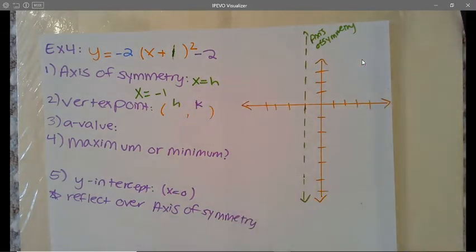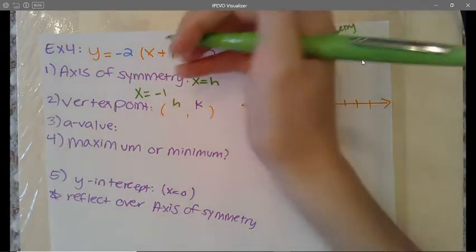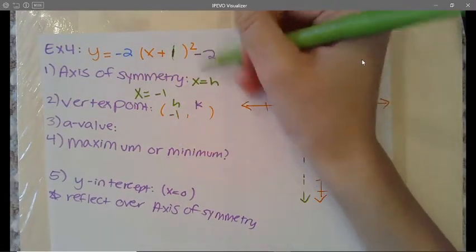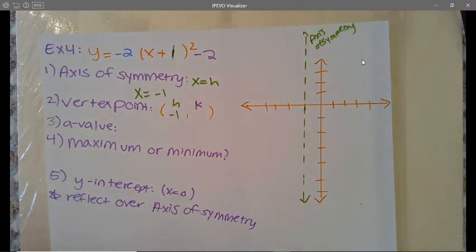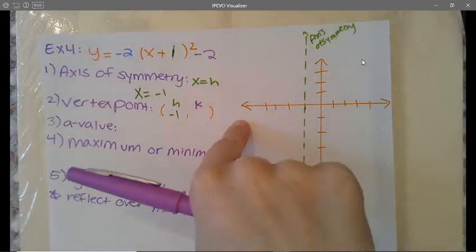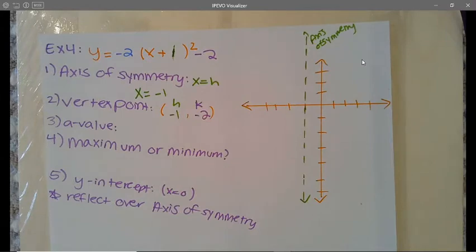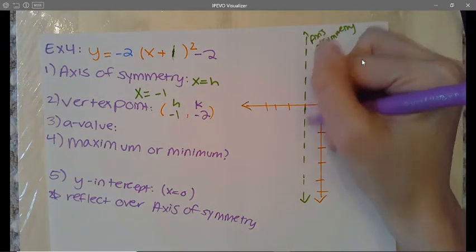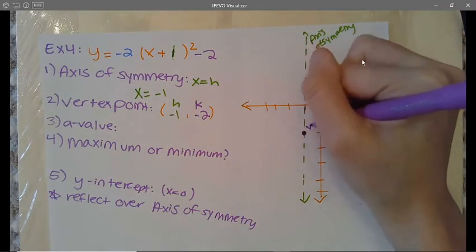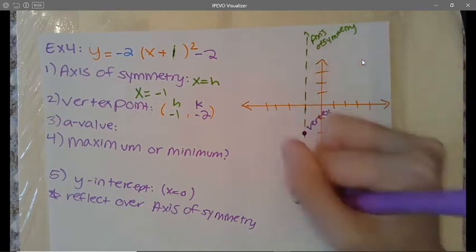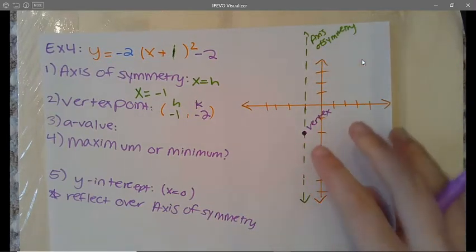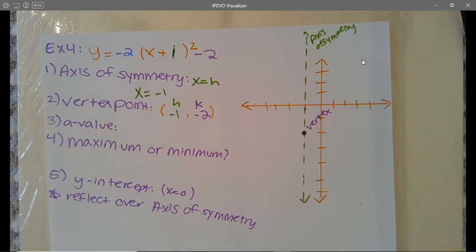The vertex point, we know the h value is negative 1. The k value is whatever's added or subtracted at the end, and you don't flip the sign on that one. So that is going to be a negative 2. So my vertex is at the point negative 1, negative 2. And again, you see that I have landed on the axis of symmetry. The vertex should always be on the axis of symmetry.